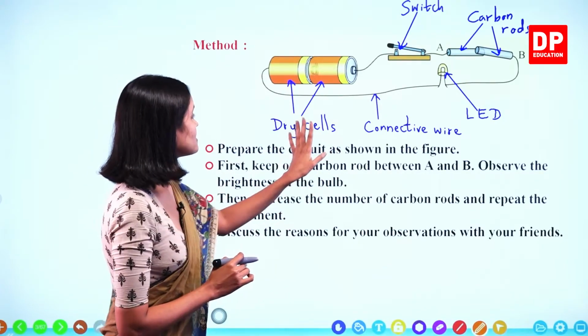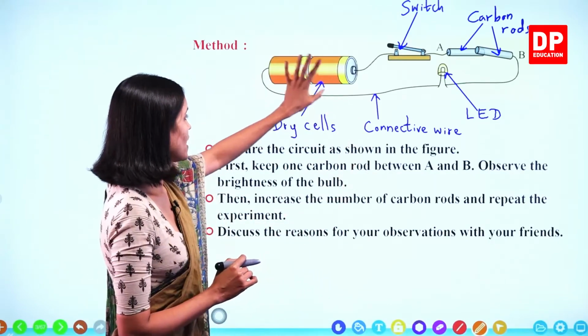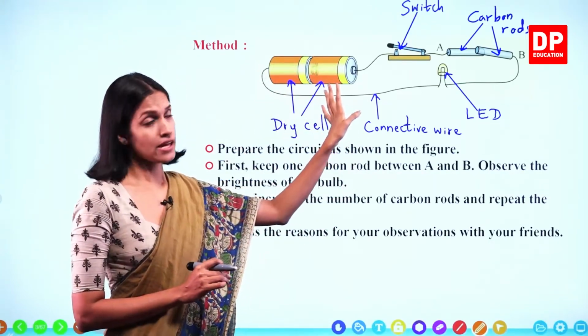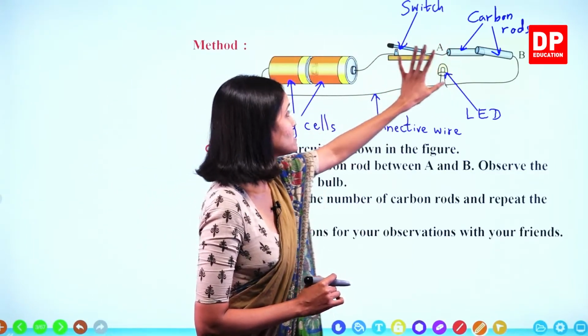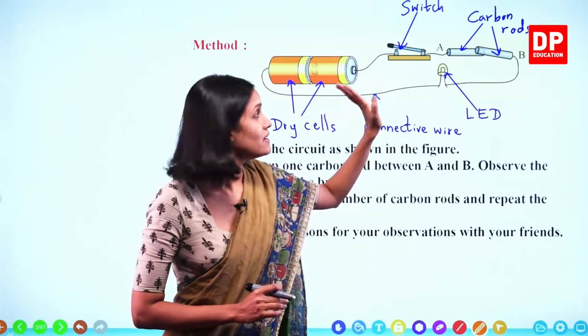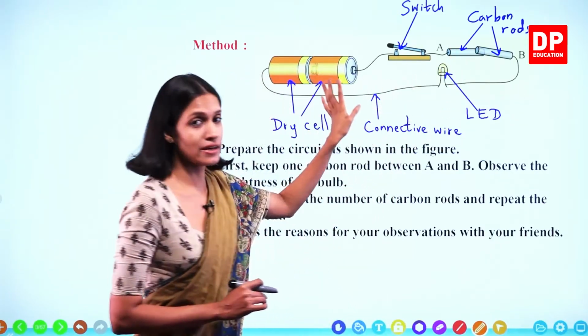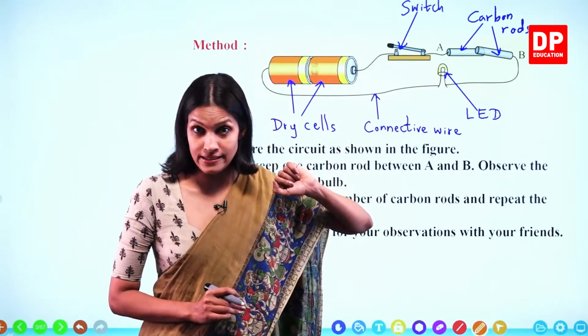Prepare the circuit as shown in the figure. So what we have to do is, first of all, make the circuit like this. When we do this activity, we can connect the circuit without the carbon rods, right? Only the connecting wire, and we have to check the brightness of the LED.